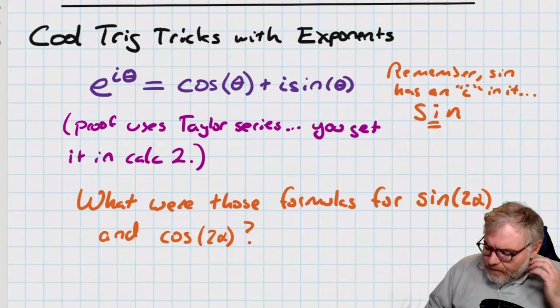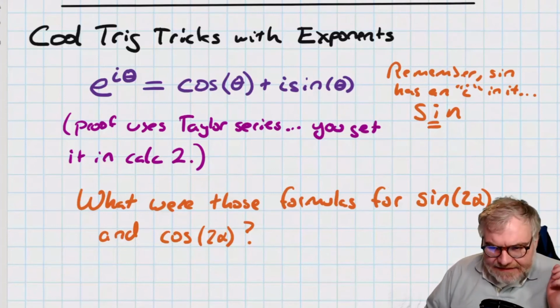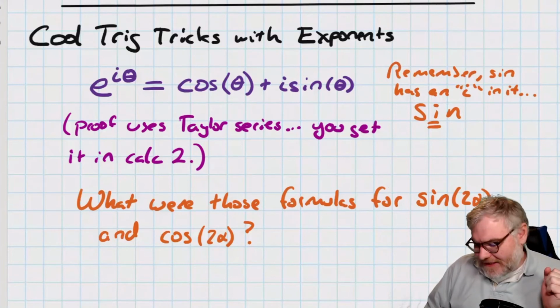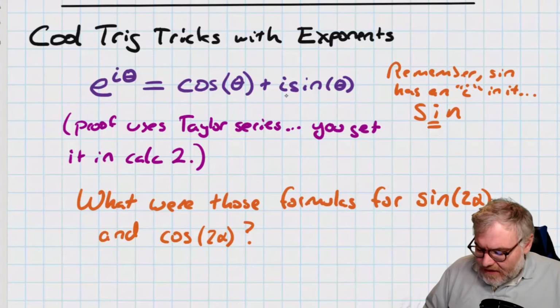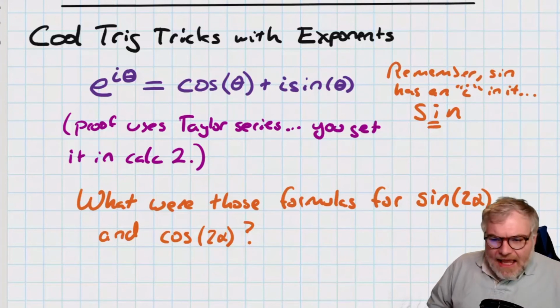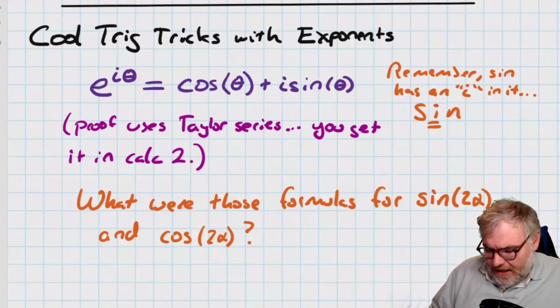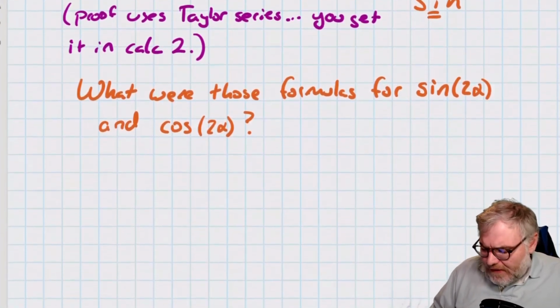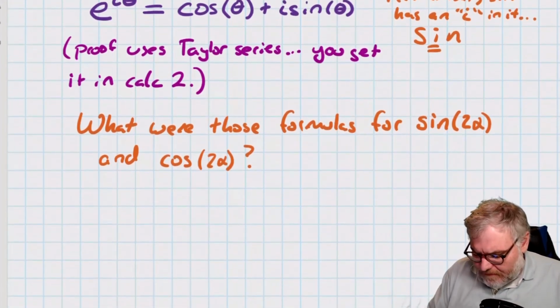The way to remember this formula is that sine has an i in it. Just like sine is north because sine has an N in it, the same thing. Sine has an i in it, so the sine is the thing that gets the imaginary number. And again, you can prove this using Taylor series, and you'll get that trick in Calc 2. But suppose I want to remember what the formulas were for sine 2 alpha and cosine of 2 alpha. Well, I can actually convert this to a question about exponents.